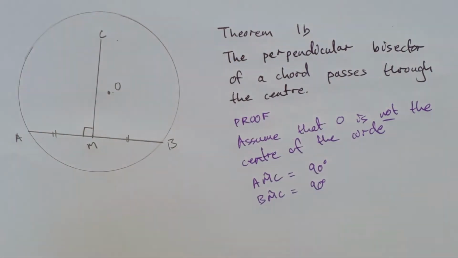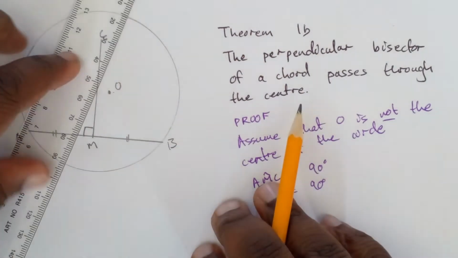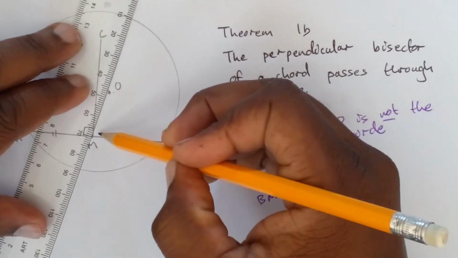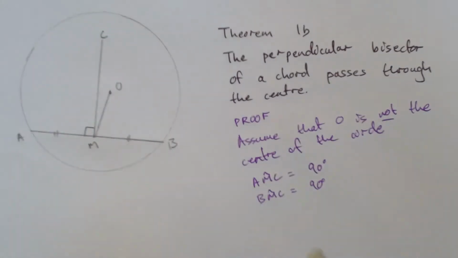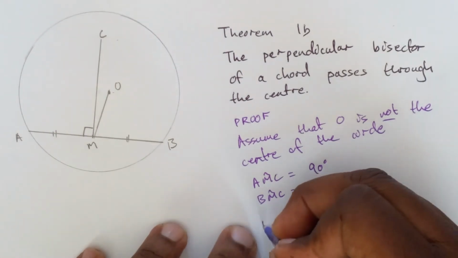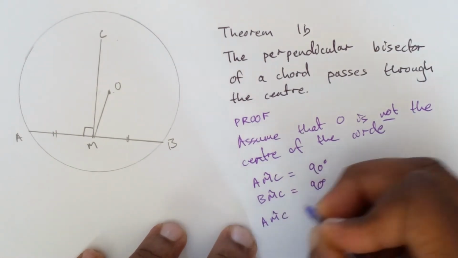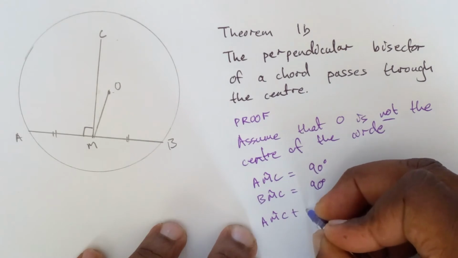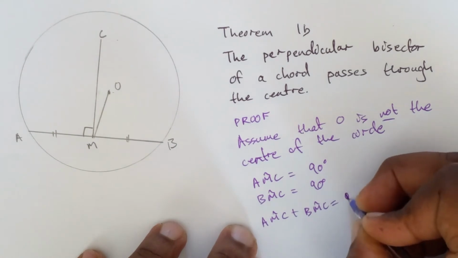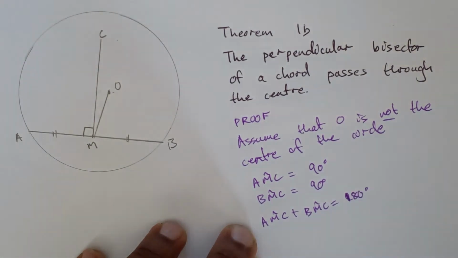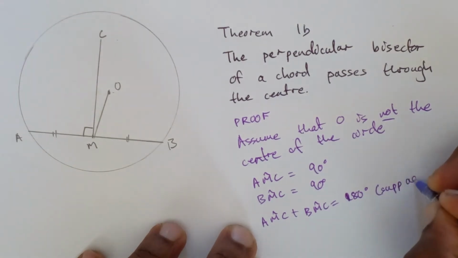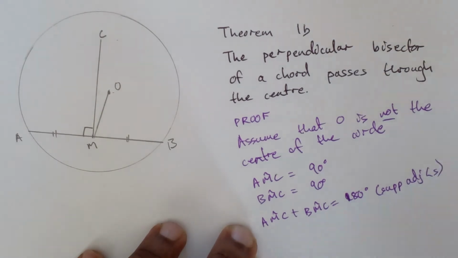Okay, what about this point O? Let's draw that angle. Right, so let's just draw that quickly. Before I go to angle O, what we've just agreed here is the fact that angle AMC plus angle BMC will then become 180 degrees. Why? Well, they are supplementary adjacent angles. So that's why they add up to 180.